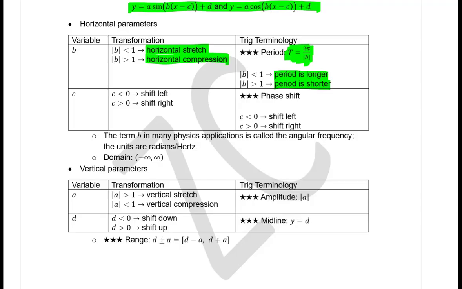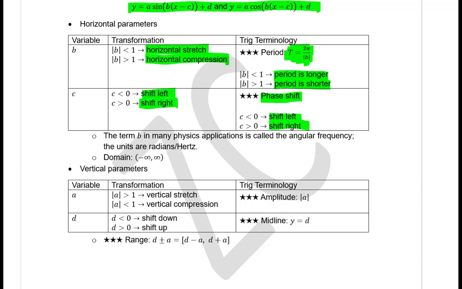Now, C. If C is less than 0, we shift to the left. Remember, C greater than 0, we shift to the right. No different in terms of trig terminology, except we call it a phase shift. Instead of a general shift, we just typically call it a phase shift. So again, C less than 0, shift to the left. C greater than 0, shift to the right.